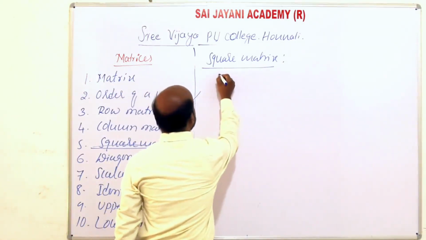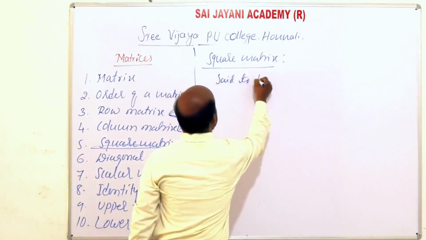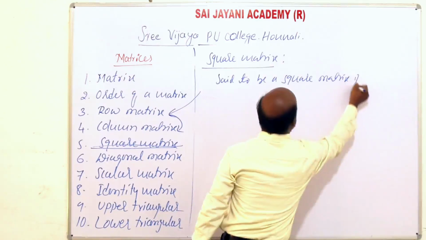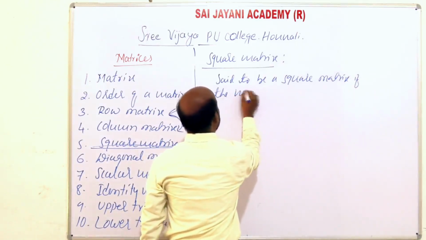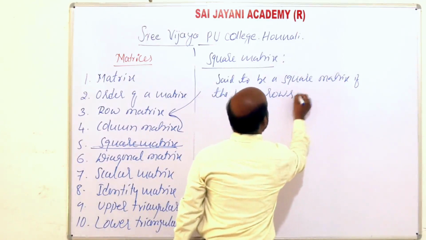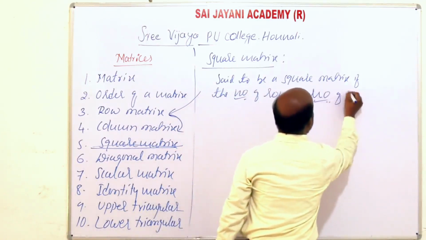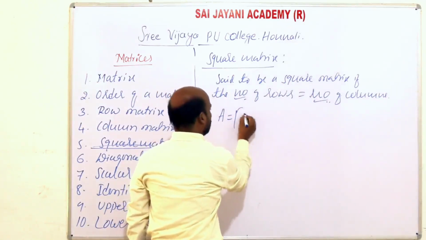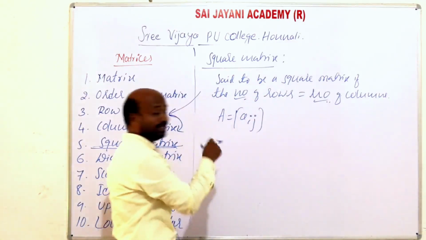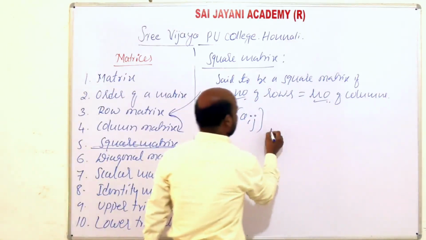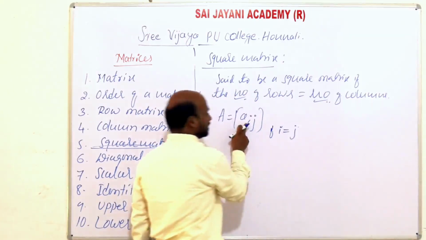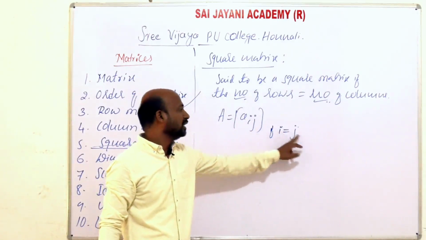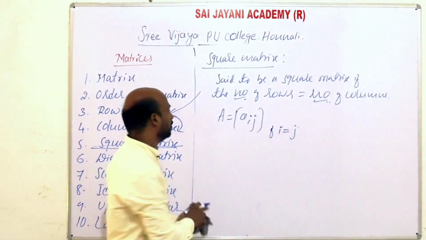A matrix is said to be a square matrix if the number of rows is equal to the number of columns. That is, a matrix A equal to [aij] is said to be a square matrix if i is equal to j. It means, I already said that i represents row, j represents columns. i is equal to j means number of rows equal to the number of columns.